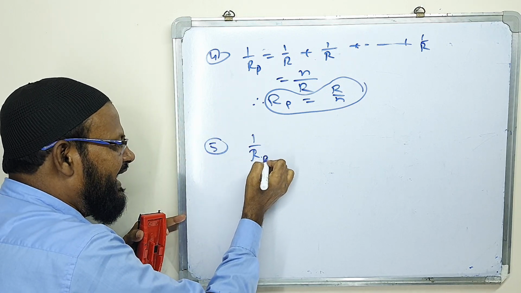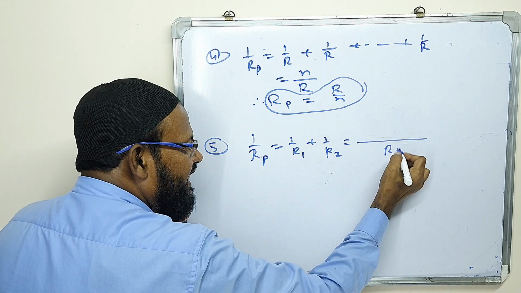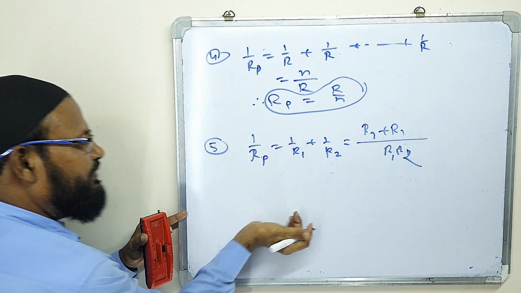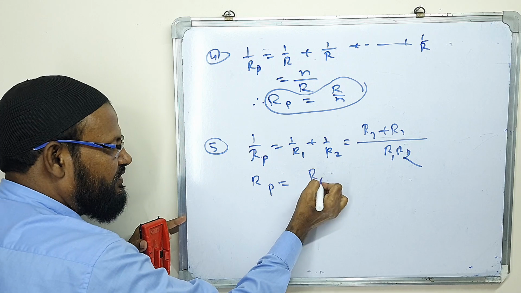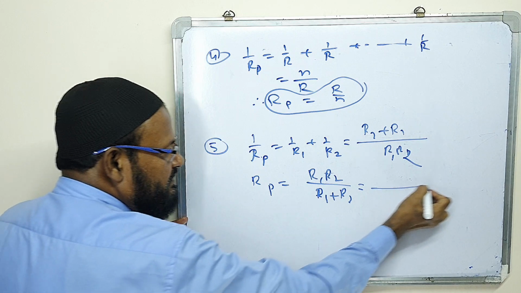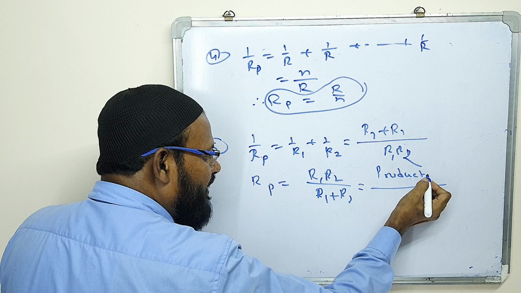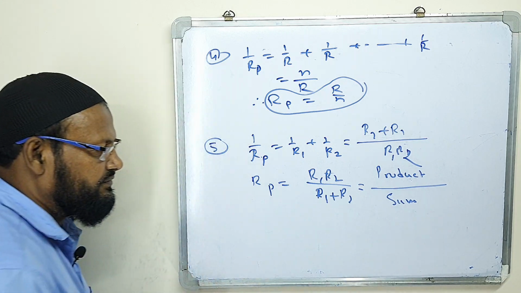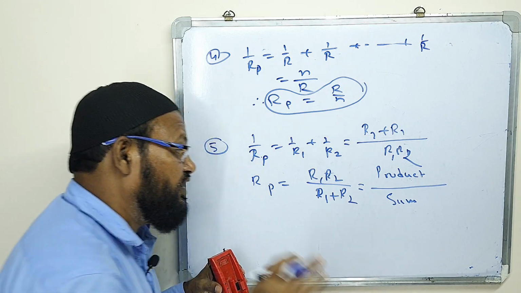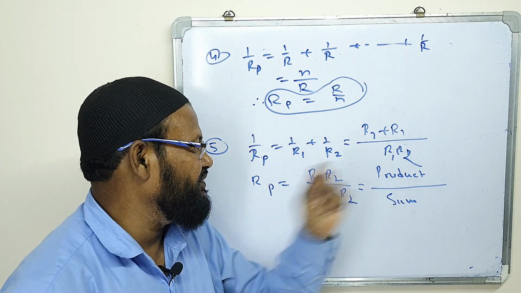I am taking only 2 resistances, R1 and R2. 1 by Rp equals 1 by R1 plus 1 by R2, which is R2 plus R1 over R1 R2. Now taking the reciprocal, Rp equals R1 R2 divided by R1 plus R2. This is easy to keep in mind: the product of the 2 resistances over the sum of the 2 resistances, in case of parallel connection of 2 resistances. Simple, product by sum.